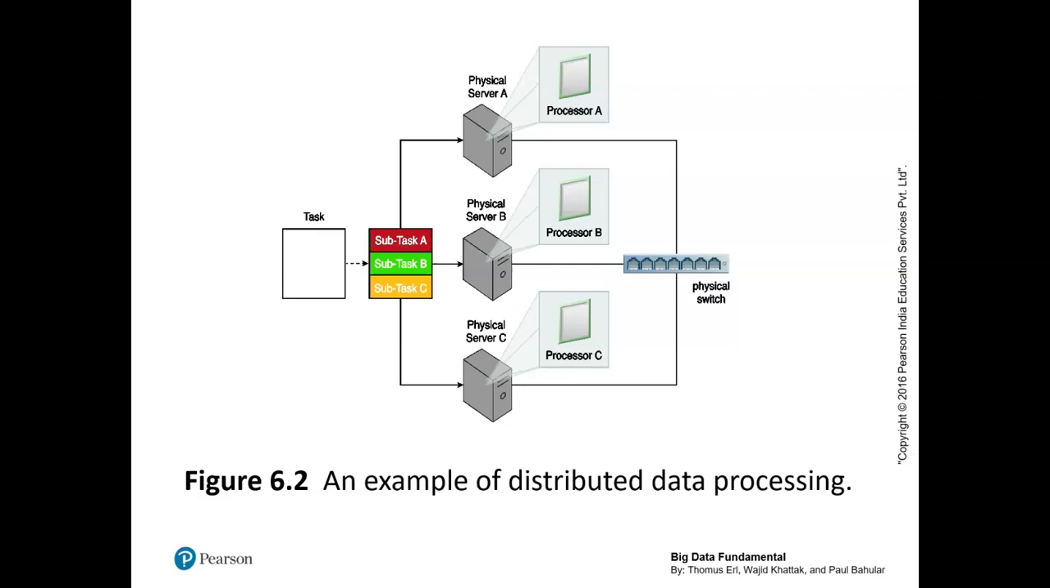This is one of the classic examples of distributed data processing. One single task is divided into many tasks, like A, B, C, and then assigned to different computers, like physical server A, physical server B, and physical server C. These three results are then combined and returned to a specific physical switch.